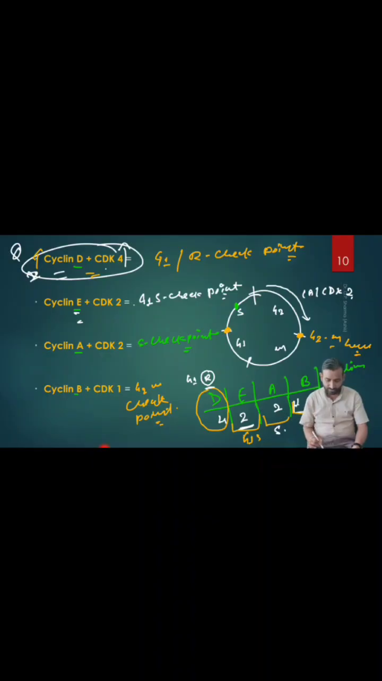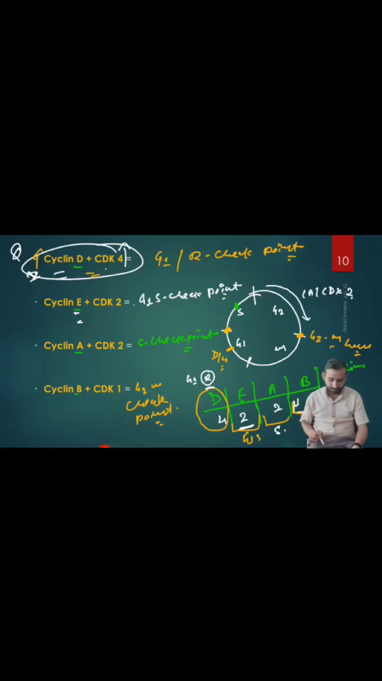So you just follow the sequence: D, E, A, B. D appears at the R checkpoint, cyclin D with CDK4. At the G1 S checkpoint, E with CDK2. At the S checkpoint, we have A with CDK2, which drives the process up to G2M. And at the G2M checkpoint, cyclin B with CDK1 comes. Hope you understand this sequence.